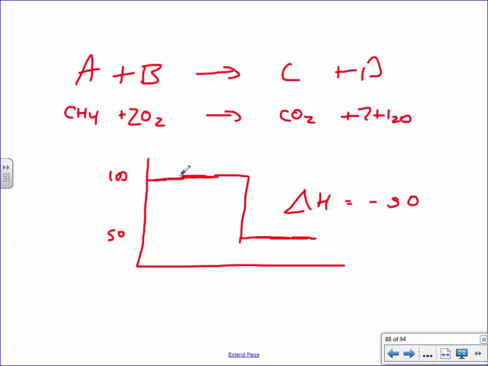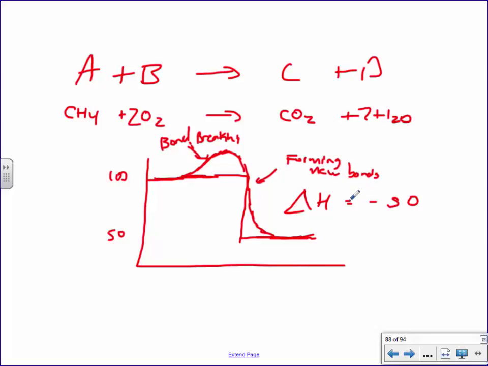So we need to draw our diagram just a little bit differently. We need to draw it more like this, where there's a section up like this, and then it goes downhill. Right here we're having bonds breaking, and right here we are forming new bonds. Okay, that was basically yesterday's lesson in a nutshell.